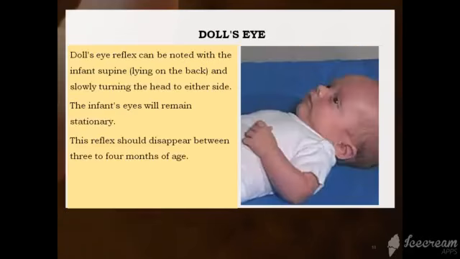The next important reflex is the doll's eye reflex. For the doll's eye reflex, the infant is in a supine lying position, as you can see in the picture. The reflex can be noted with the infant in the supine lying position and slowly turning the head of the neonate to either side. The infant's eyes will remain stationary. This reflex should disappear between 3 to 4 months of age.